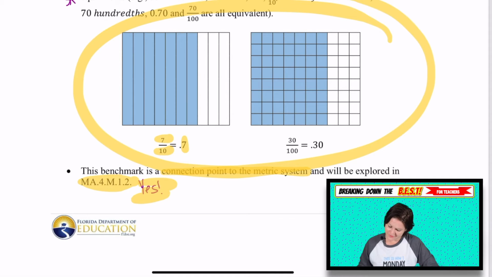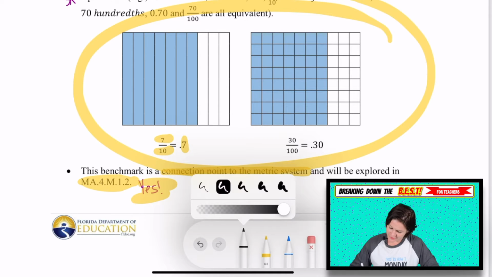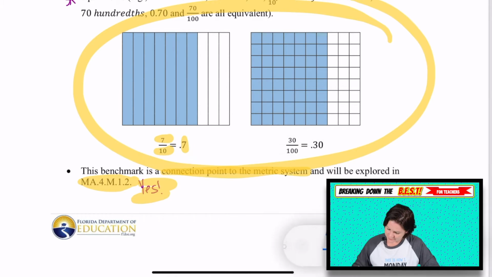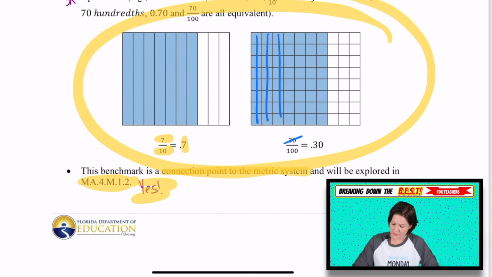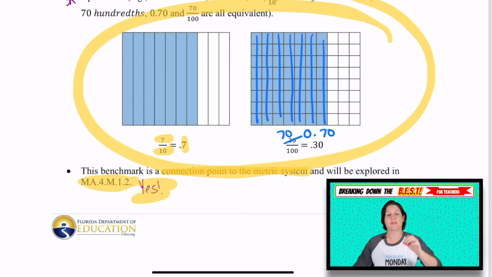And then I'm noticing, I didn't notice this before, but there's a mistake right here. This is not 30 hundredths. It should be 10, 20, 30, 40, 50, 60, 70 hundredths, which would be 70 hundredths like that. And I always encourage students to put a 0 in the ones place, just so they're able to navigate where the decimal point is in reference to that whole.